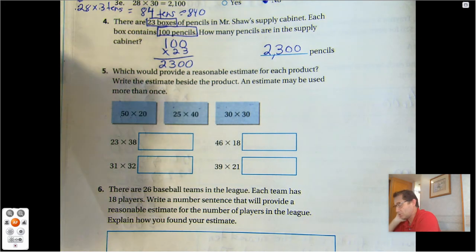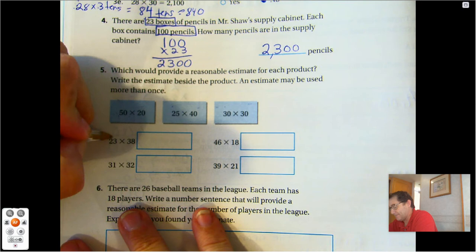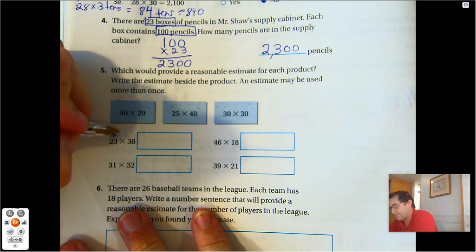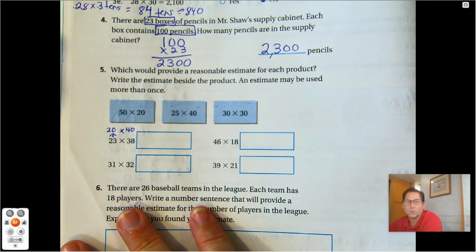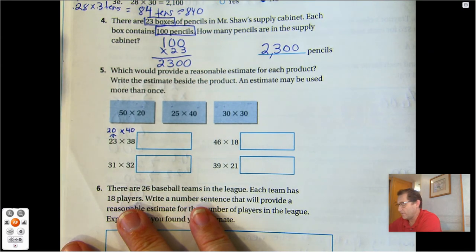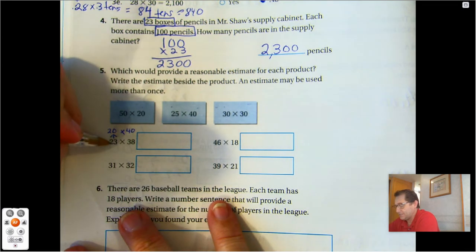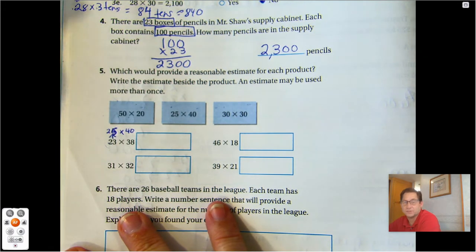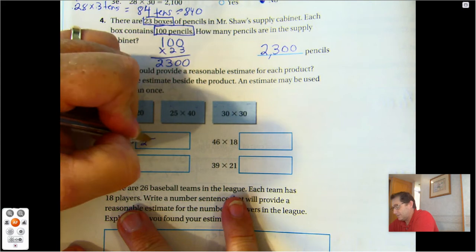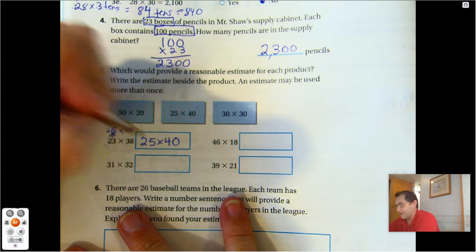So 23 times 38. 23 could get rounded to 20, and 38 could get rounded to 40. Is 20 times 40 one of our estimates? No. So the only other option is to change 23 to 25 and use compatible numbers. So we're going to put 25 times 40 right there.